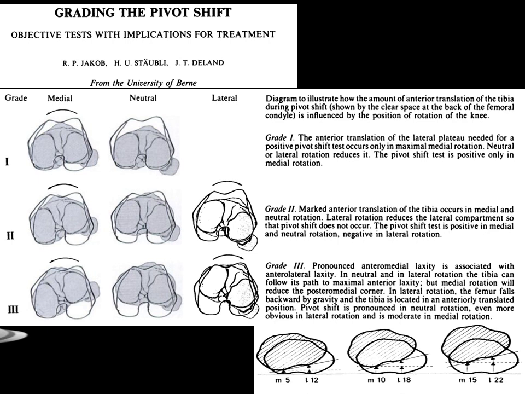They have graded into grade 1, grade 2 and grade 3. I think everybody should go through this paper. In grade 1, the pivot shift test is positive only in medial rotation. In grade 2, the test is positive in medial and neutral rotation and negative in lateral rotation. In grade 3, it is pronounced in neutral rotation, even more obvious in lateral rotation, and is moderate on medial rotation.